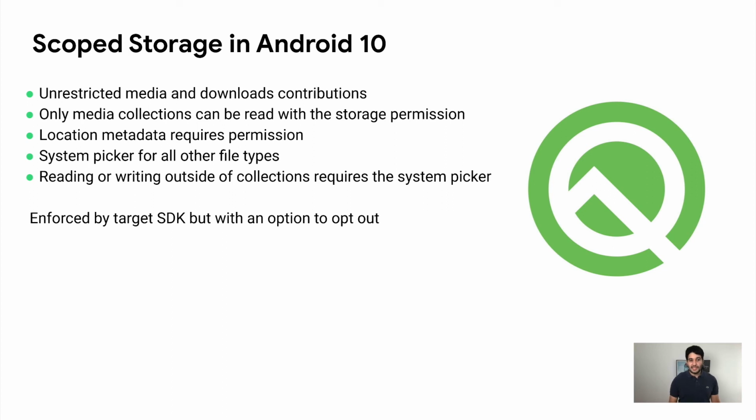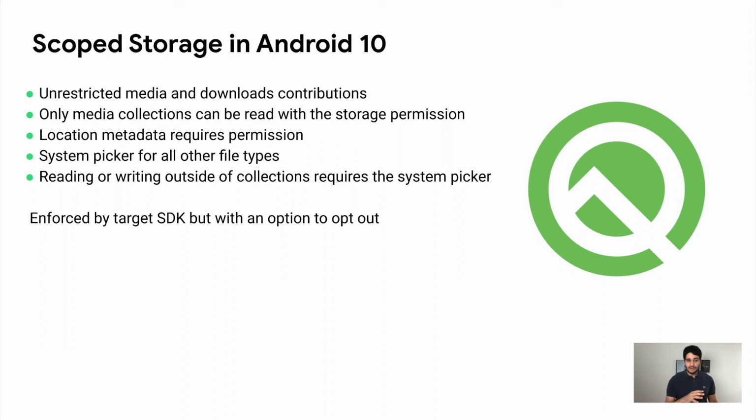And only media collection can be read with the storage permission. The location metadata requires permission. So for every media file that has location, so the coordinates where that photo or video has been taken, by default, applications won't be able to see them if they don't request the location permission. Again, it's to bring more transparency and more granular access to the users.